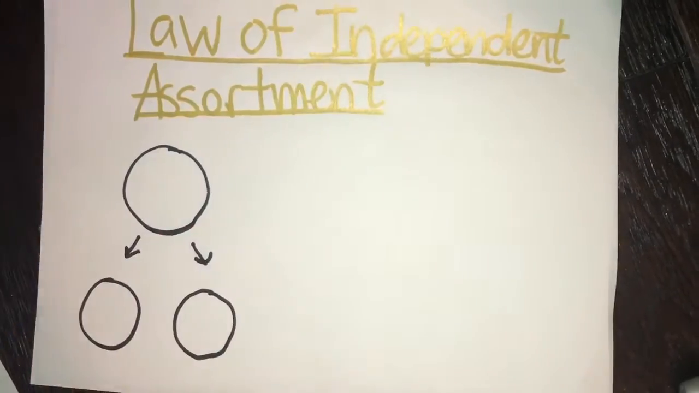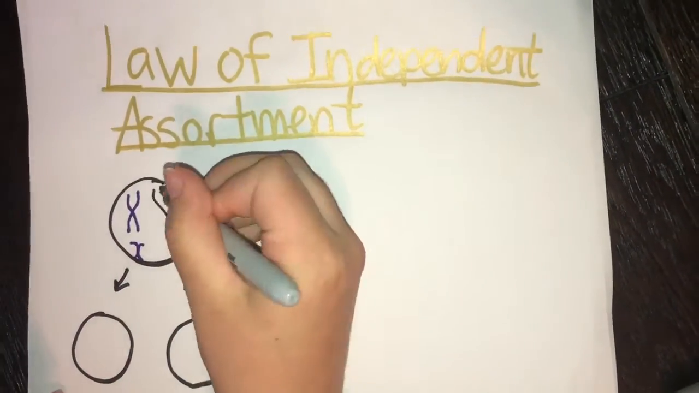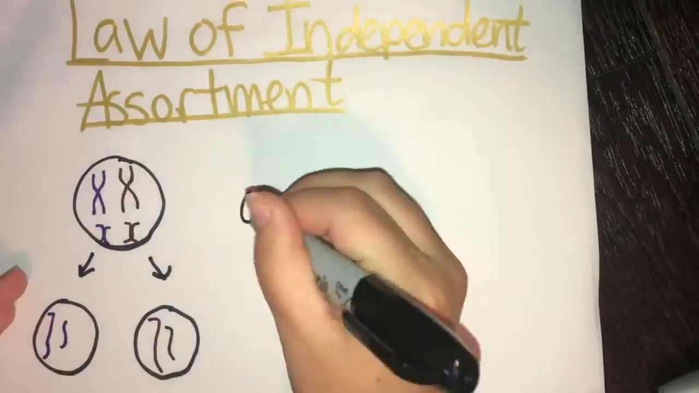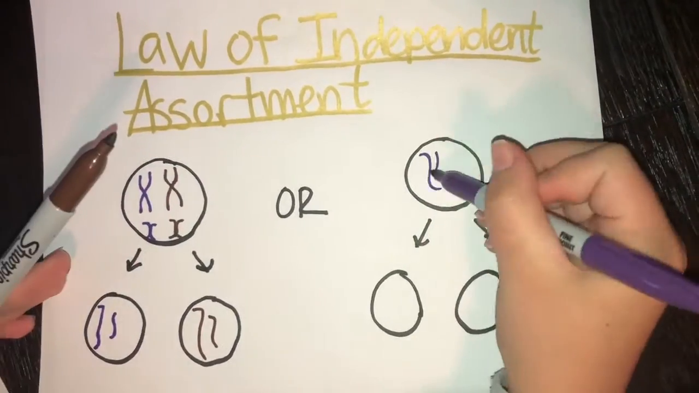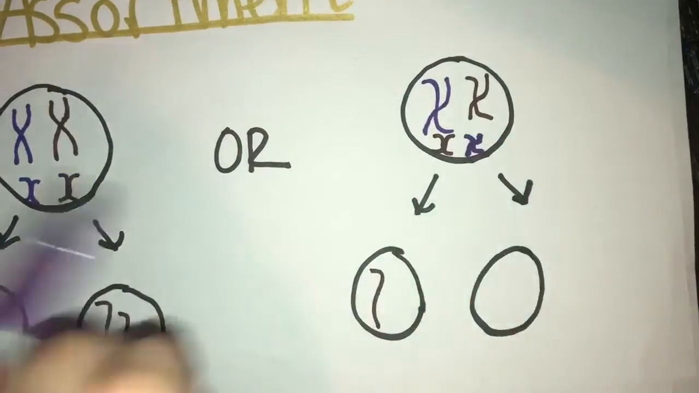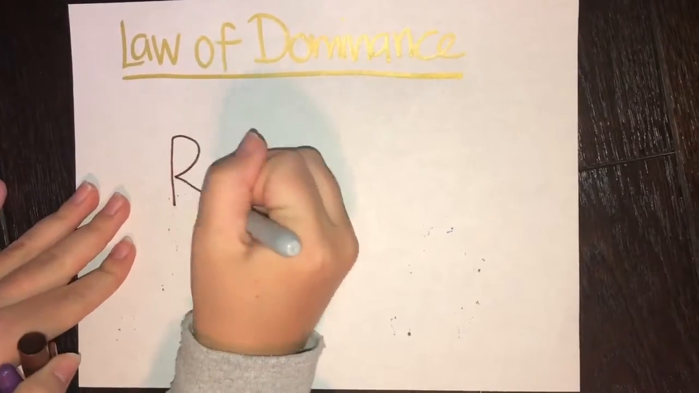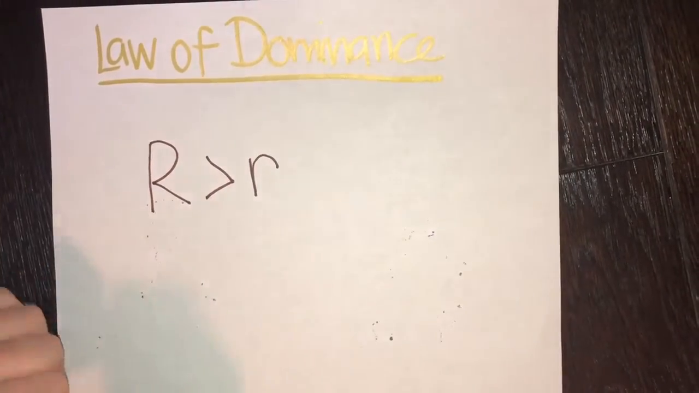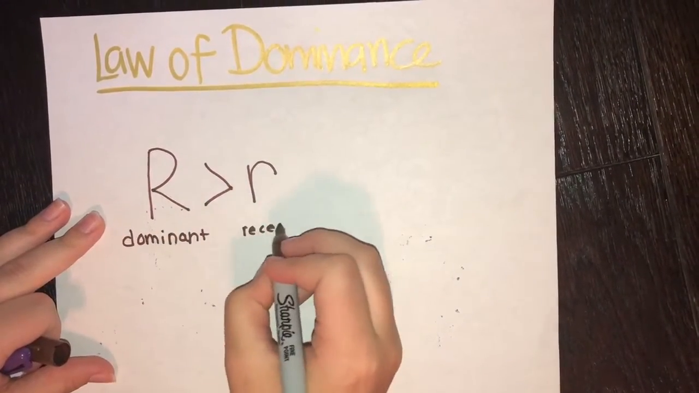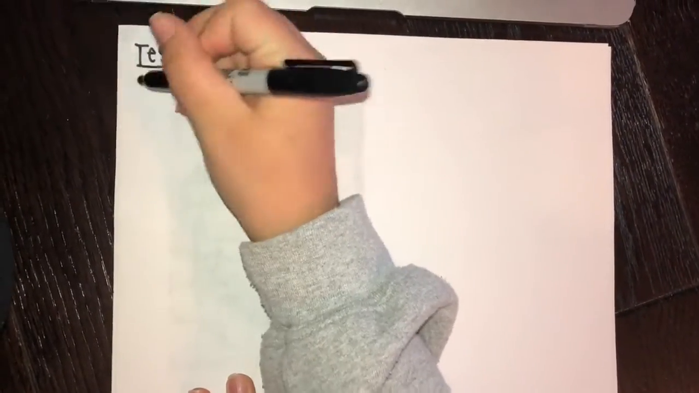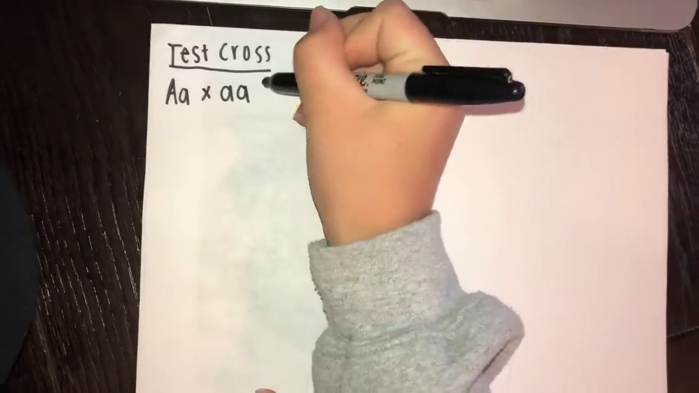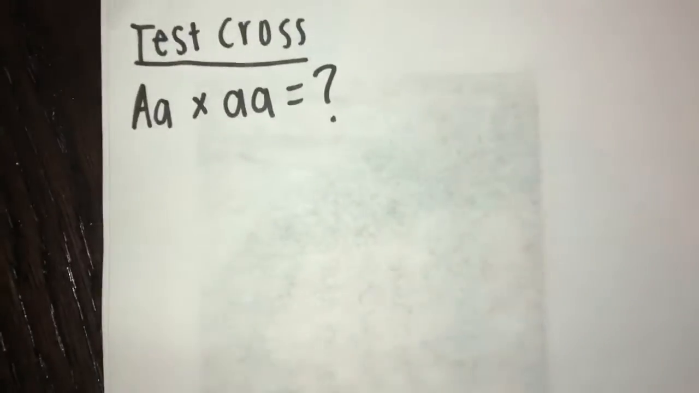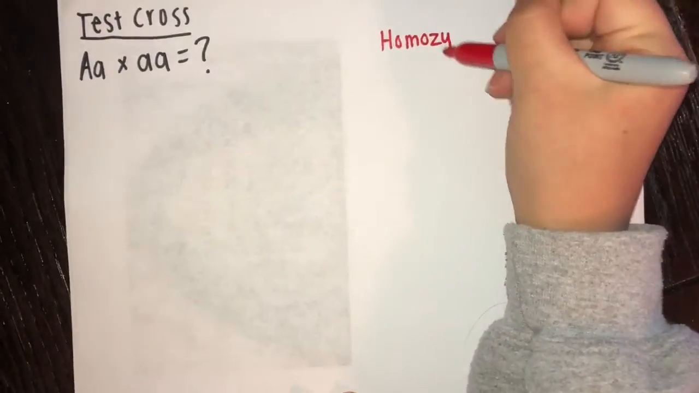The law of independent assortment states that different genes separate into gametes independently. This means that traits are transmitted to offspring independently of one another. The law of dominance states that dominant genes will be expressed over recessive genes. Mendel used test crosses to determine the genotype of an offspring between 2 parents. He used Punnett squares to perform test crosses.